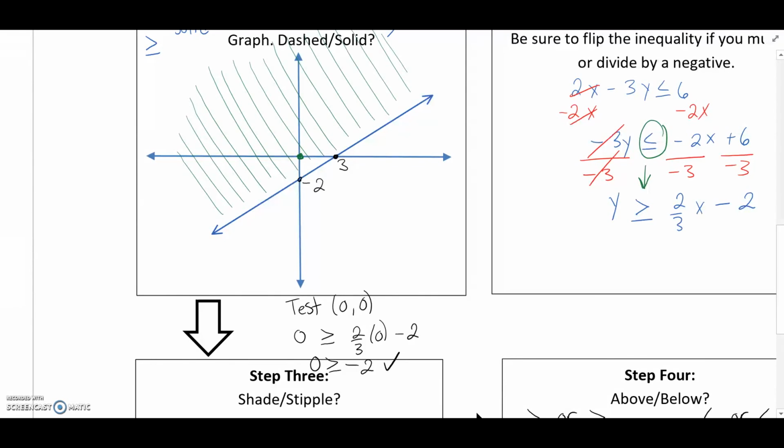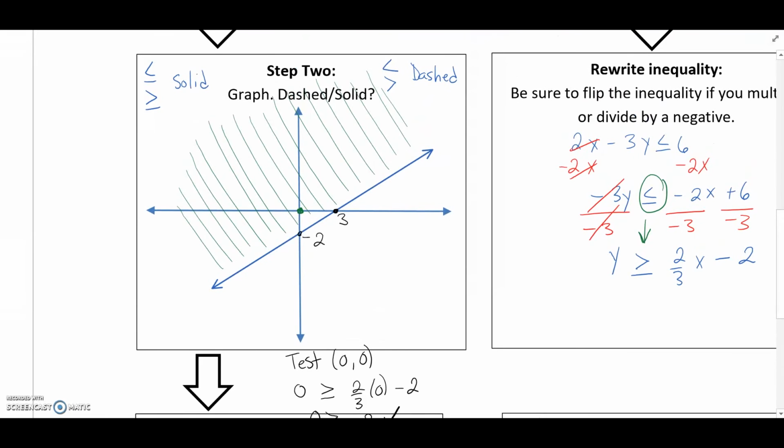If I didn't shade in the right spot, that would be invalid. So what this is showing us on this graph is that this here is my solution set. Okay, that is the solution. Everything in that shaded region, including the line, because the line is a solid line.